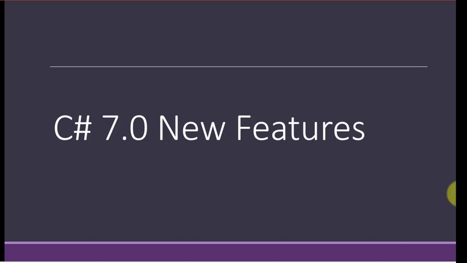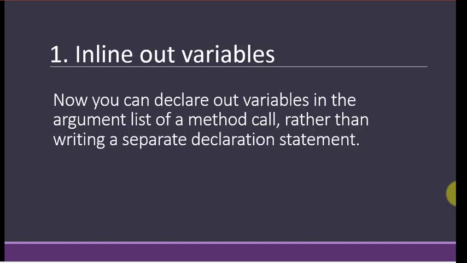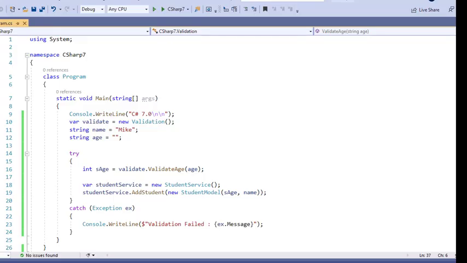Hello friend, today we are going to learn the 7.0 new features of C#. So the first feature is inline out variable. Now you can declare the out variable in the argument list of a method call rather than writing a separate declaration statement. So what does it mean? Let's understand it through code.